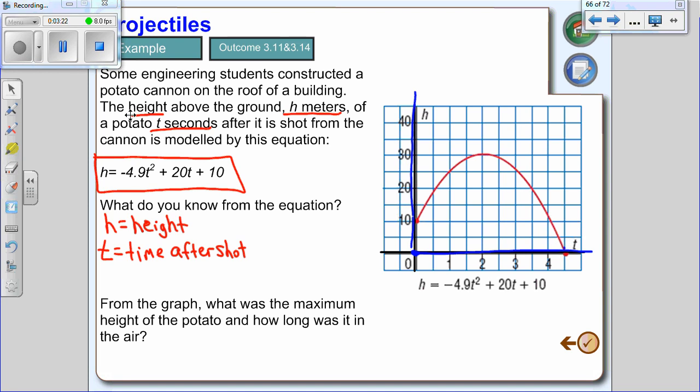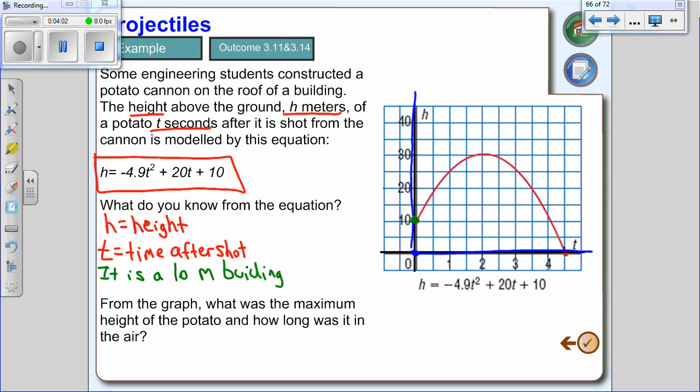The first question says, what do you know from this equation? What are some things that we know? Okay, what does that mean about this question? The building is 10 meters tall. The y-intercept, that's you standing on top of a building. So it's a 10-meter building. That's something you know. You're right. Looking at that graph, I know that.